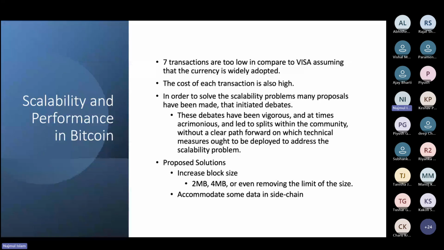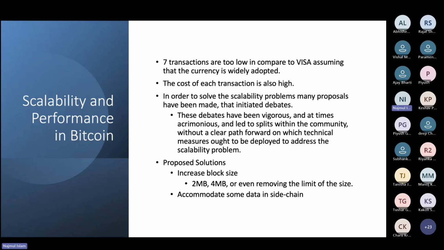And now think about adopting Bitcoin for a wider purpose, a purpose like the Visa credit card system, where millions of transactions happen. So 7 transactions per second is too low compared to Visa, assuming that the currency is widely adopted. 7 transactions is nothing.